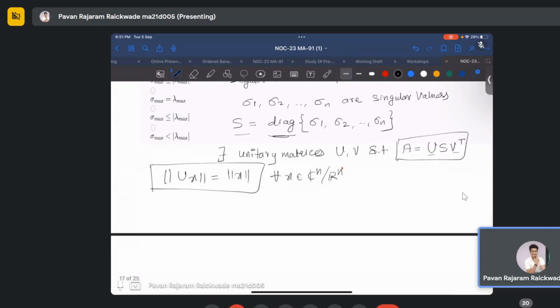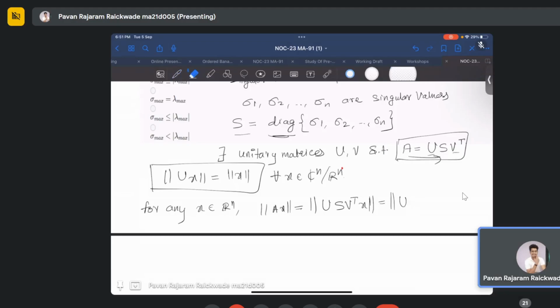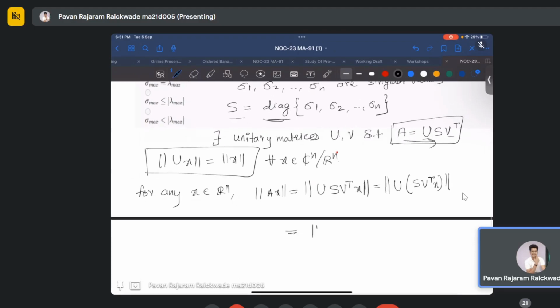Now if I take any vector x, for any x belonging to whatever the space is, norm of Ax will be the same as norm of U S V transpose x, right? When I write A as this decomposition, I get this. You consider this as norm of U applied to this vector. Because U is unitary, this norm is the same as this, correct?